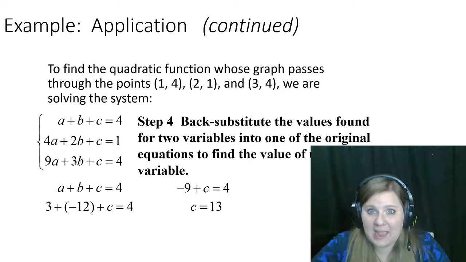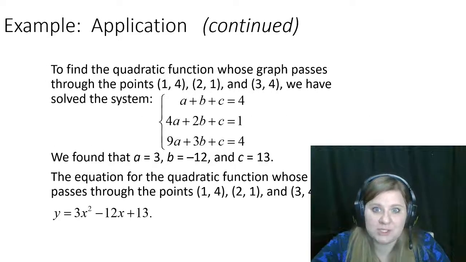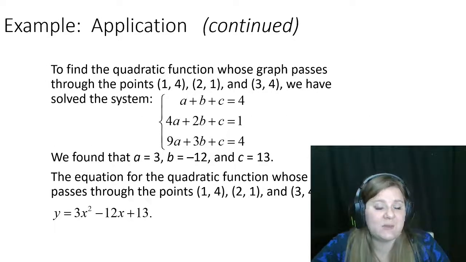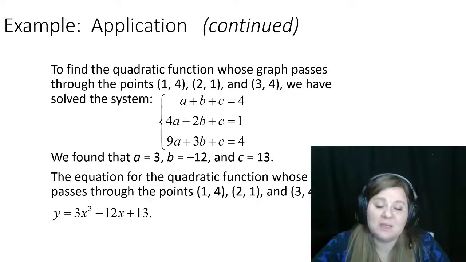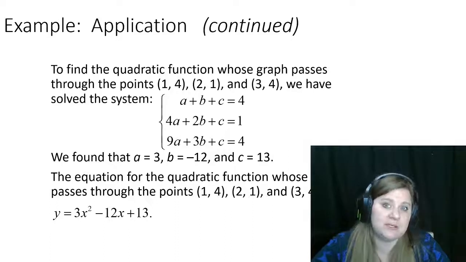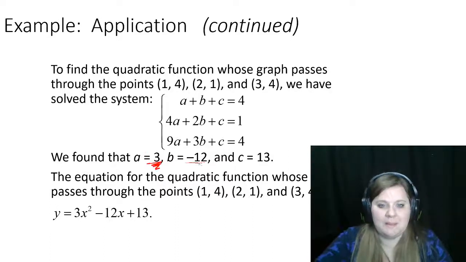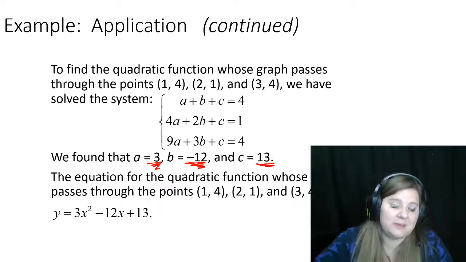Now that I know my a, my b, and my c, I can write my equation, which is y equals ax squared plus bx plus c, as y equals 3x squared minus 12x plus 13, because all I did was replace my a with 3, my b with -12, and my c with 13.